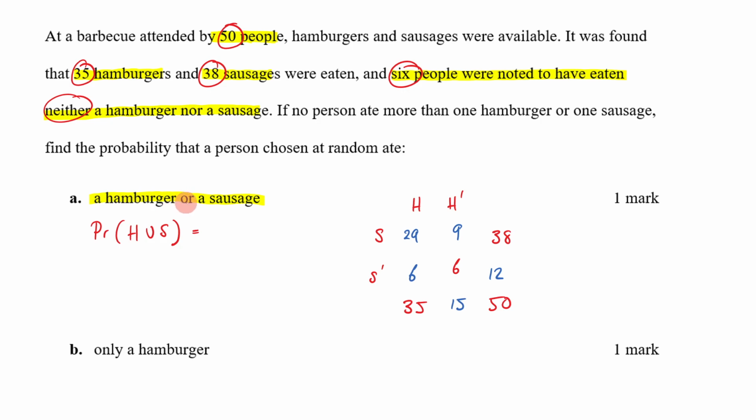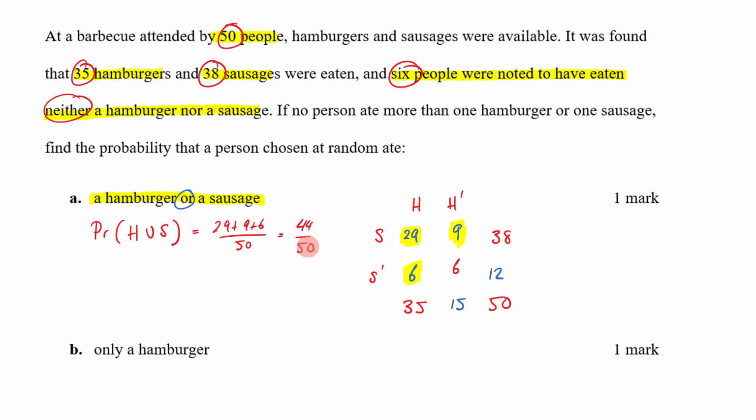You know, it's a hamburger or a sausage. So what does that mean? It means they could either have both a hamburger and sausage, or just a hamburger with no sausage, or a sausage with no hamburger. Those are our options. This one, or this one. So that means we simply could go 29 plus 9 plus 6 over 50. And once we do all of that, what are we going to end up with? What's 29 plus 9 plus 6? It will be 44.